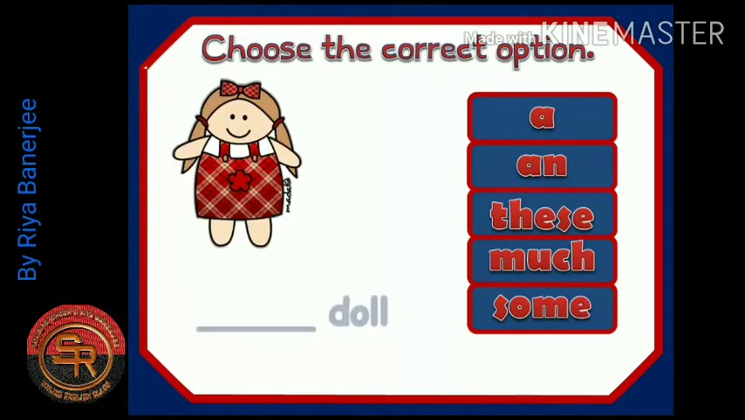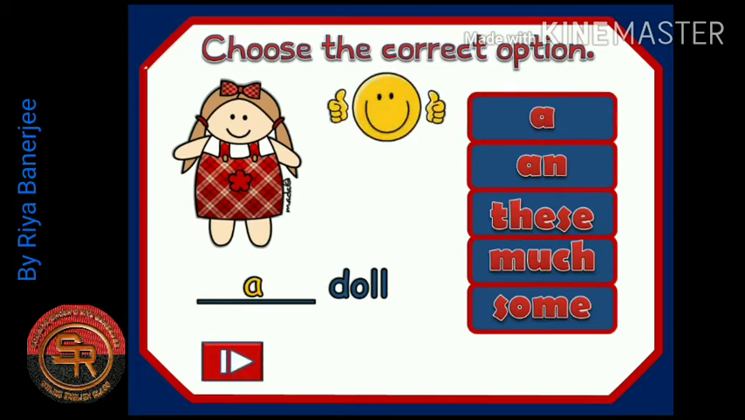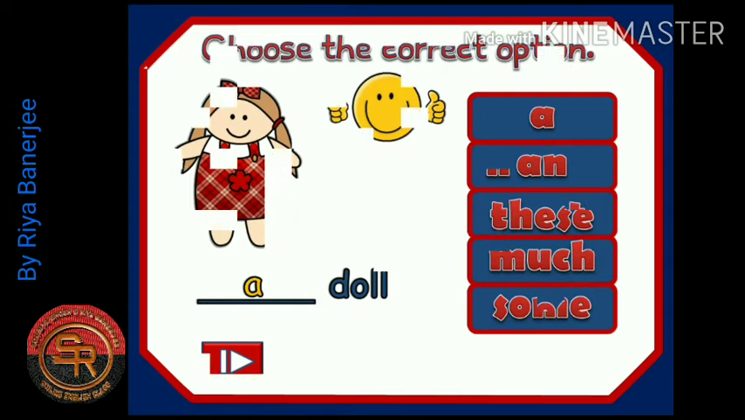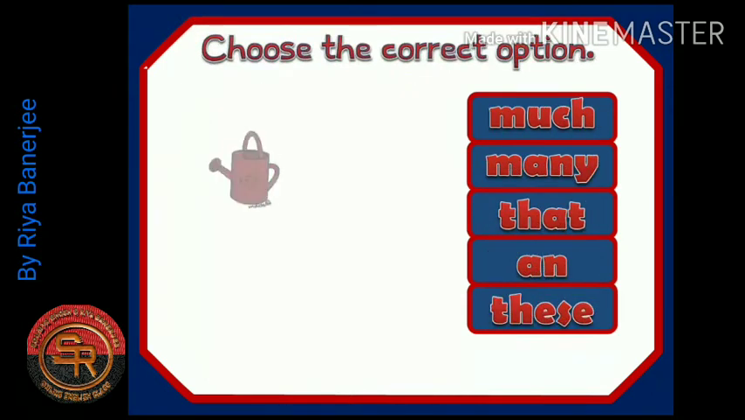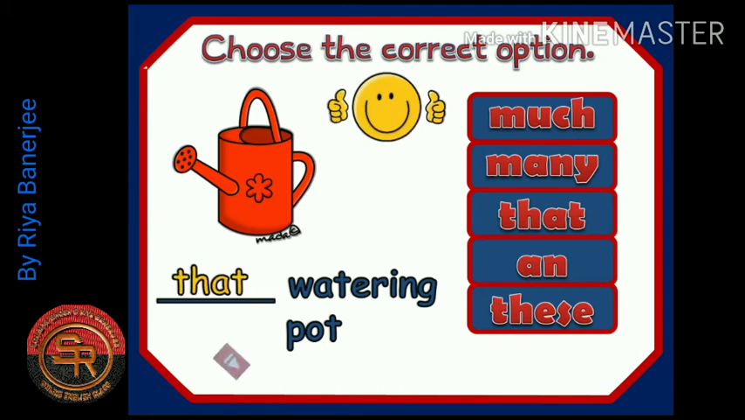Next example. Choose the correct option. Dash doll. Yes, you can count a doll. So, a doll is the answer. Doll is a countable noun. Next example. Choose the correct option. Dash watering pot. Much, many, that, and these. You are pointing it out, so: that watering pot. Here the watering pot is also countable. Based on that, we are showing the demonstrative pronoun that.